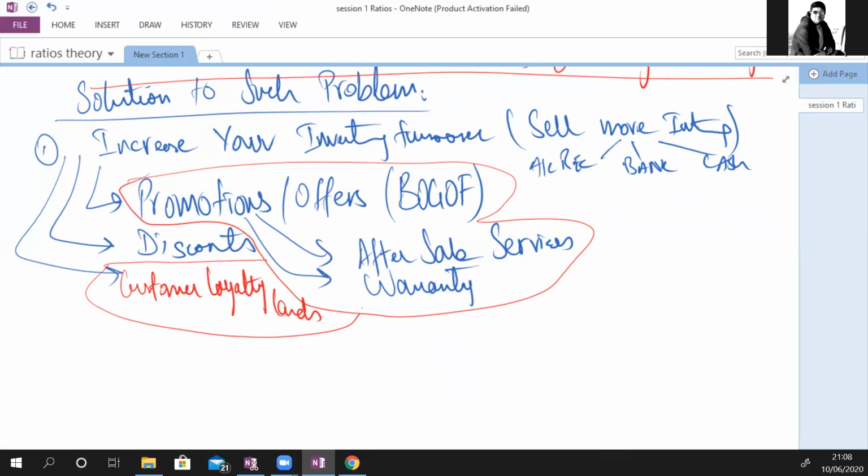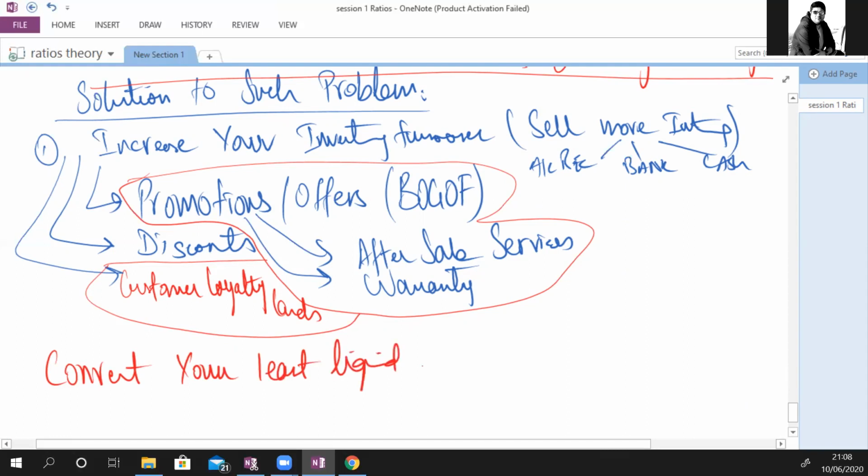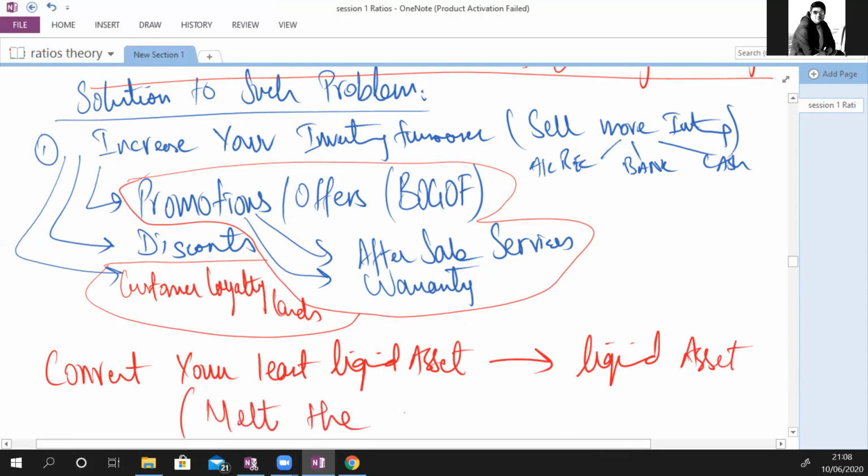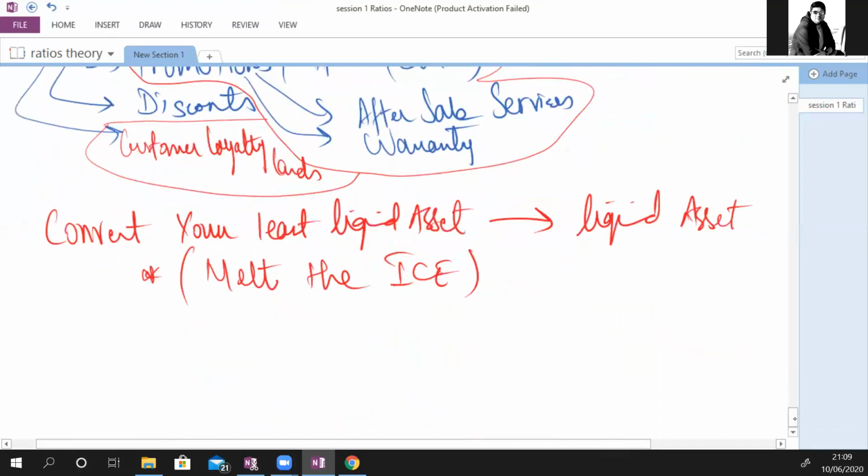क्या होगा इन्वेंट्री टर्नओवर इंक्रीज करने से? You will sell more and you will convert your least liquid asset into a liquid asset. Or if you want to just phrase it down, you will melt the ice. आपके पास जो पैसे थे, जो आपके पास लिक्विड एसेट था, आपने इन्वेंट्री खरीद के उसको फ्रीज कर दिया था. Melt the ice so that you have more liquidity in the business, ताकि आप अपने सप्लायर्स को एंड अपने रूटीन एक्सपेंसेस को इजीली पे कर सके.